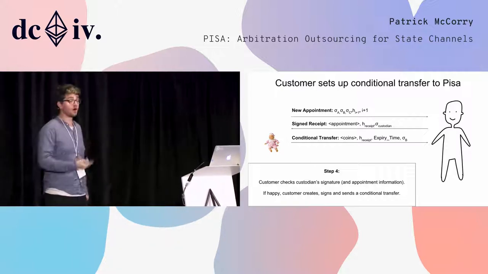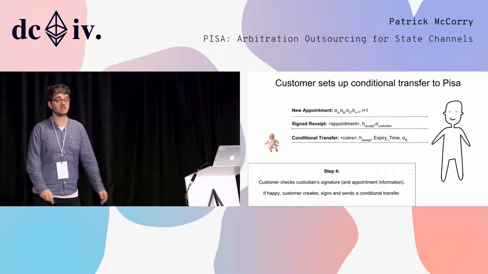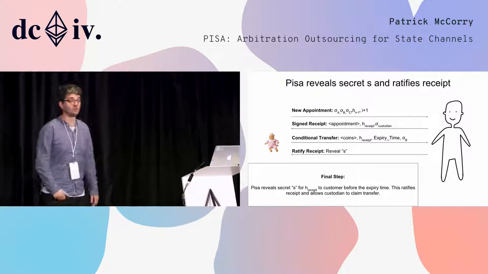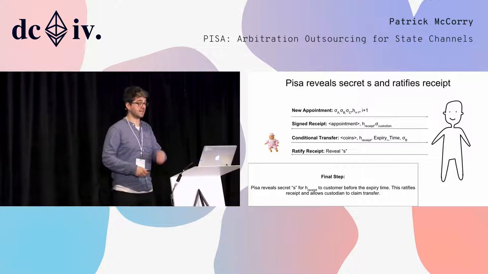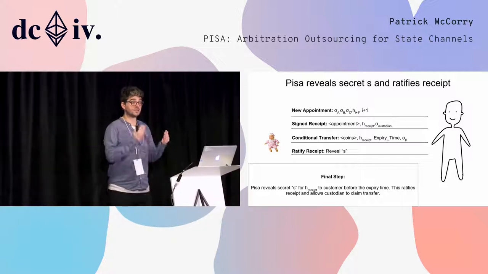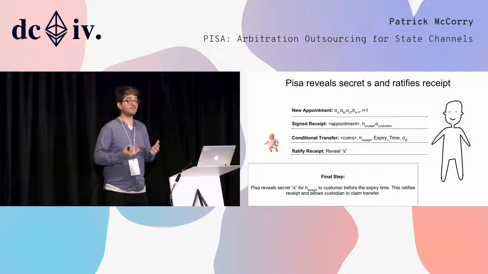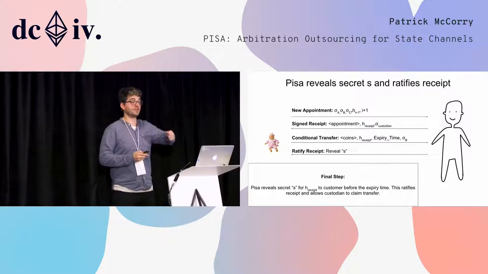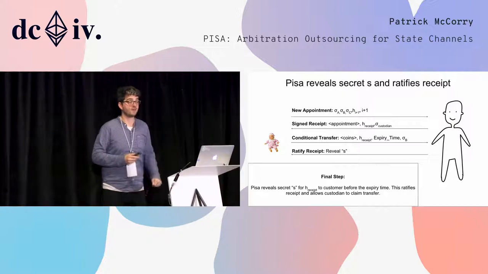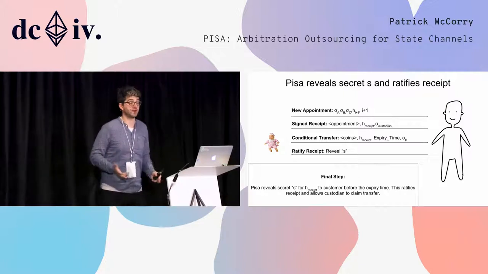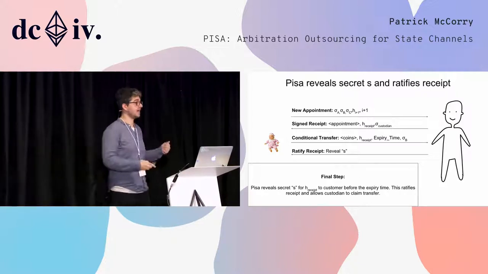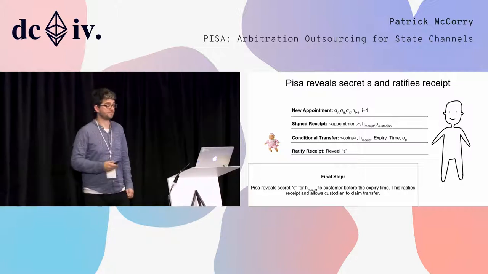So then the third party can simply reveal the pre-image S that it computed before. He reveals S to the customer, and now the customer has a signed receipt and also this pre-image S. So they can prove to anyone that the third party agreed to watch the channel on their behalf, and the pre-image proves that this third party was also paid. So they've actually been paid for doing this job as well. That's why we call it a signed and ratified receipt.